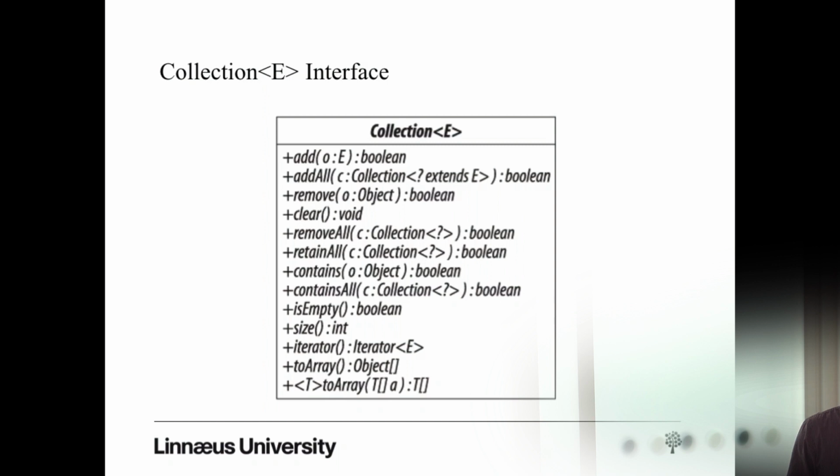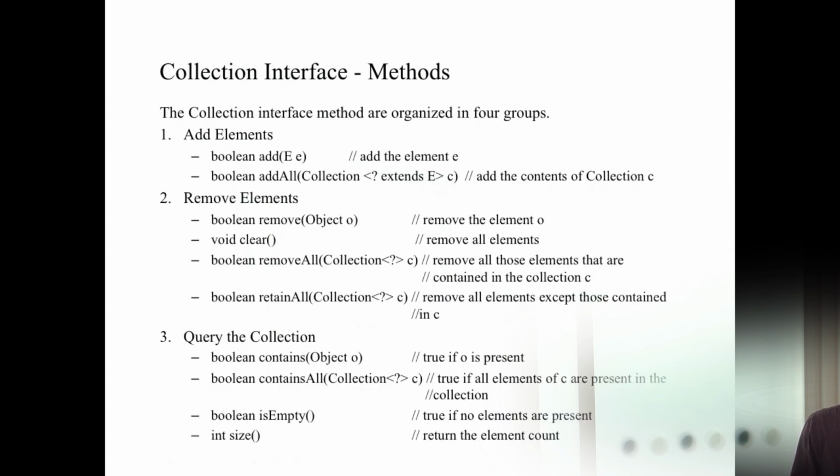Beginning with Collection, which is the root interface, this UML picture gives you an idea of what kind of methods you have over there. We can group these methods into four major groups: add elements, remove, and something to probe or query, if you want to see whether that collection contains a particular element or not, and maybe the size, and whether it's empty or not. So these kinds of things.